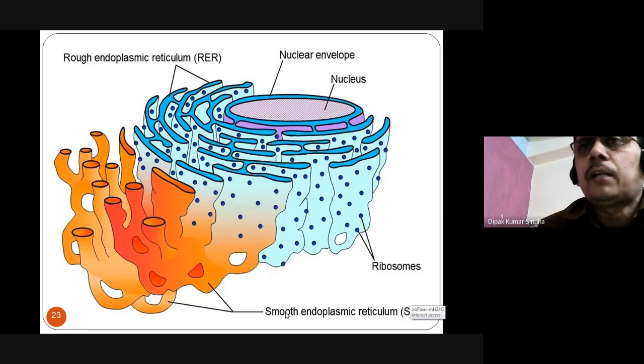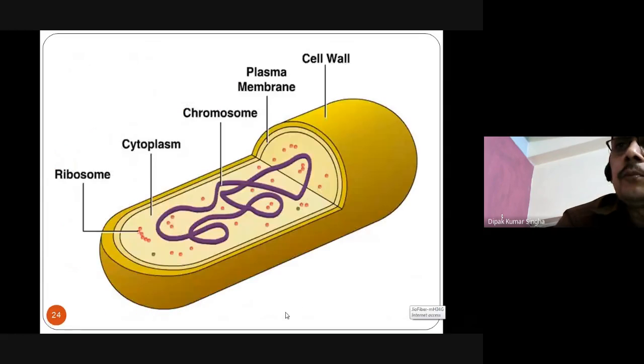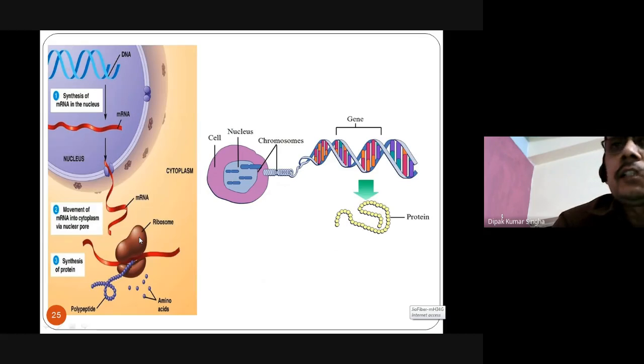Okay, so these are the basic structure of the cell, the nuclear envelope, rough endoplasmic reticulum, and how it will be formed. This is the cell wall, plasma membrane, chromosome, cytoplasm, and the ribosome. These are the main targets for the protein synthesis inhibitors. DNA is forming the mRNA. This mRNA comes from the nucleus to the ribosomes, and in the ribosomes the polypeptide protein is formed.